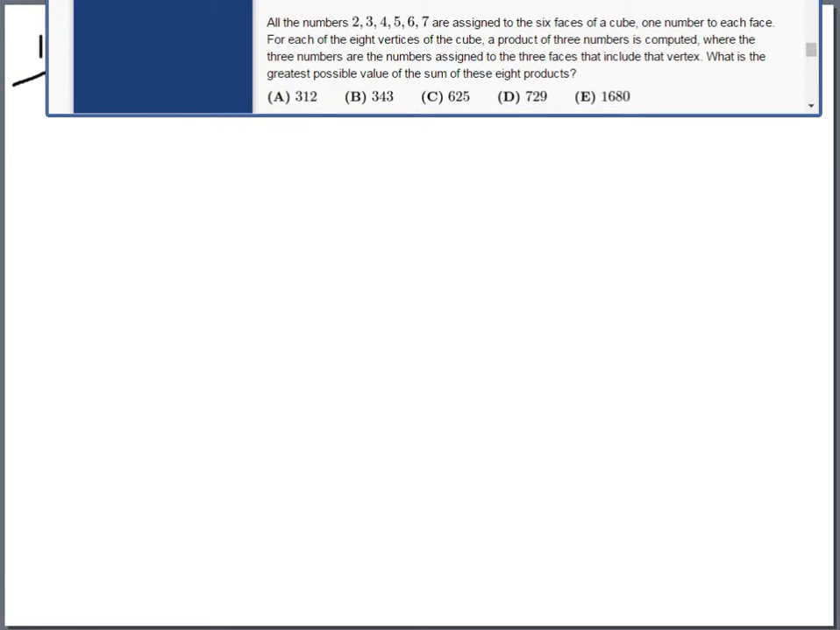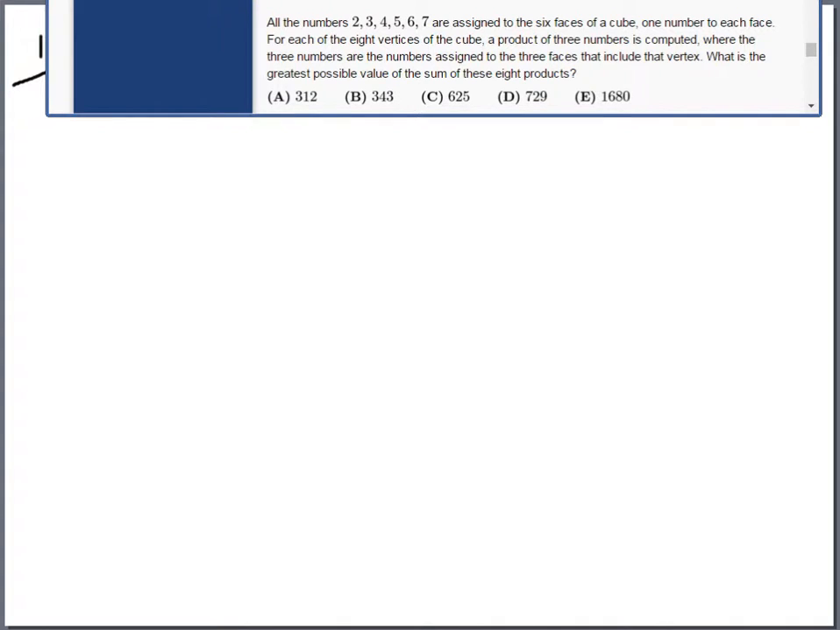So let's draw out a cube, because all the numbers 2, or I'll just say the problem first: all the numbers 2, 3, 4, 5, 6, and 7 are assigned to the 6 faces of a cube, one number to each face. For each of the 8 vertices of the cube, a product of 3 numbers is computed, where the 3 numbers are the numbers assigned to the 3 faces that include that vertex. What is the greatest possible value of the sum of these 8 products?